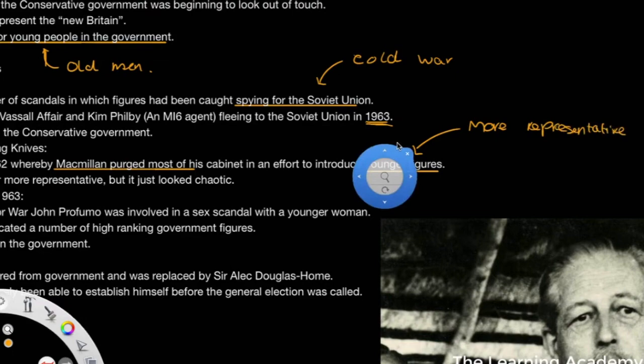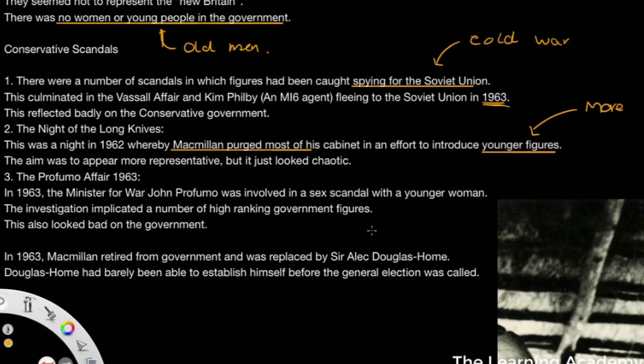Okay, he heeded the criticisms of this Conservative government being not very representative of the new Britain. So in one night he decided to purge his cabinet and introduce younger figures. However, rather than looking like this government was representing the younger voters, it just looked like a chaotic and unbridled mess that took place within the cabinet, which is why it's called the Night of the Long Knives.